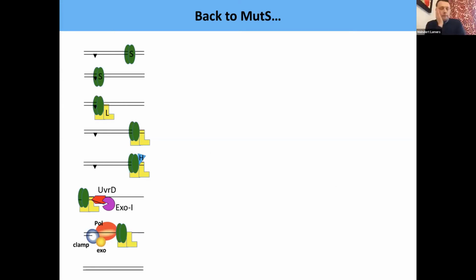So it is clear from the scheme that MutS, here shown in green, plays an essential role in the whole repair process. It scans for mismatches, it recognizes them, it recruits the partner protein, and it initiates and guides the whole repair cascade. So how is a single protein able to do all these different tasks?